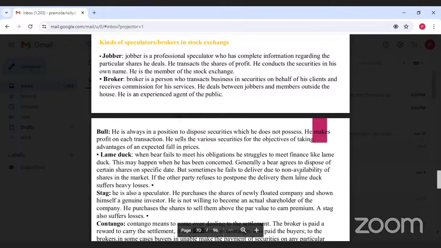He is one of the active members of the stock exchange. Such a speculator or kind of broker buys in his own name and sells in his own name. The difference amount is the profit or the commission that goes to the jobber as a benefit. So he is one of the active members of the stock exchange. Then coming to the second category, that is broker.